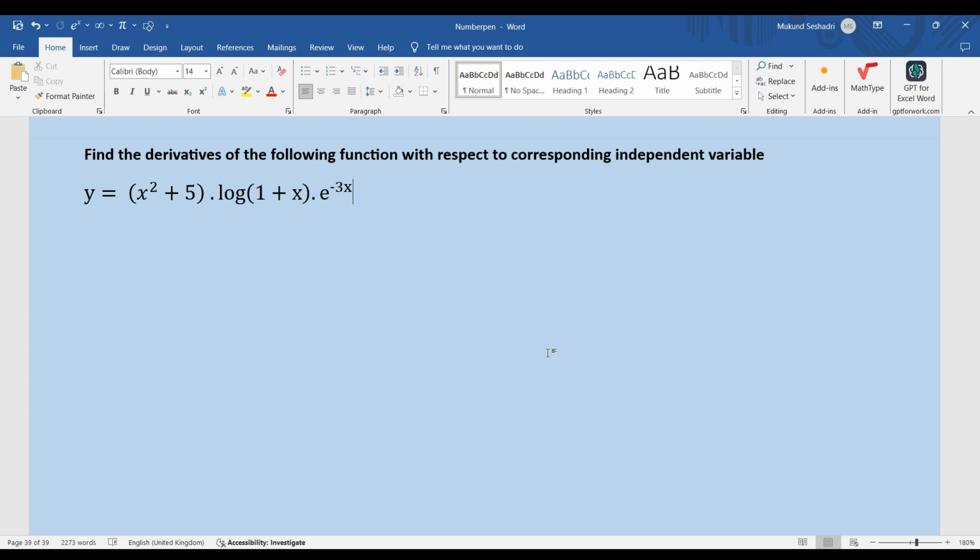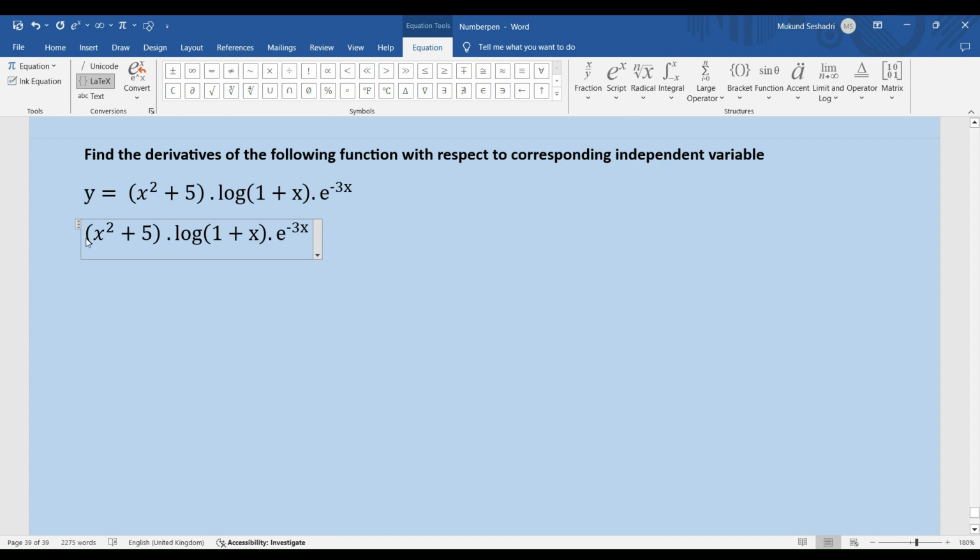So it looks like this is a problem that will see the application of chain rule of differentiation. It will also see the application of product rule of differentiation. It will also see the application of sum rule in differentiation, right? So let's go about solving this problem. y equals (x squared plus 5) log of x into e to the power minus 3x.